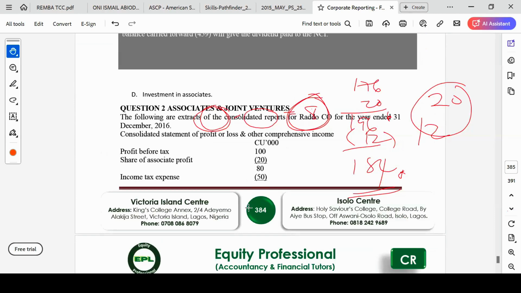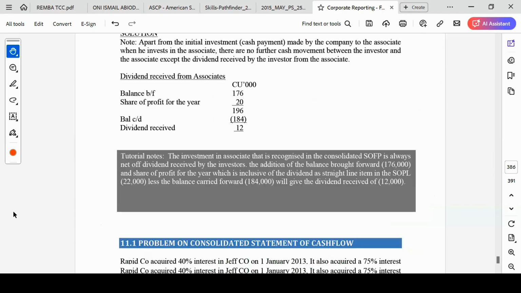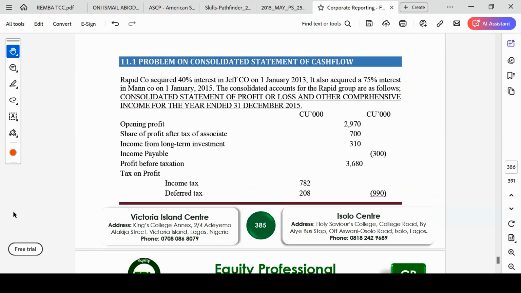Let's look at the question here. Come on, close it. Let's look at the question we have. I intend to end the class by 7, so I want us to go in straight.